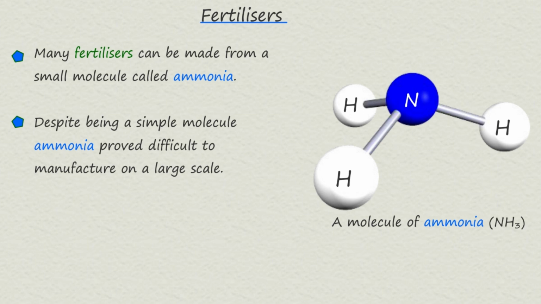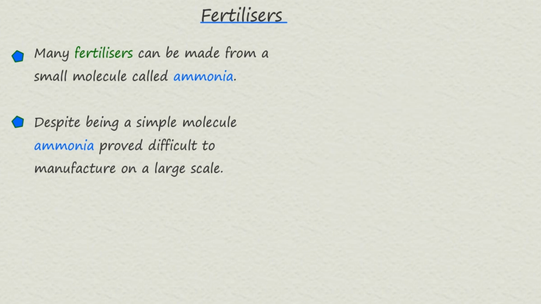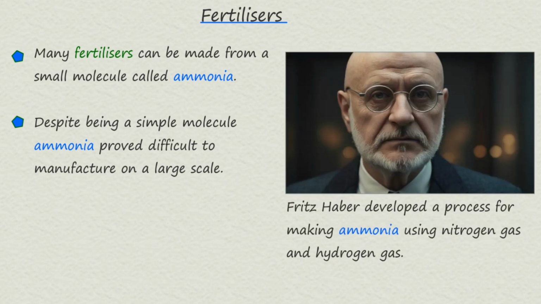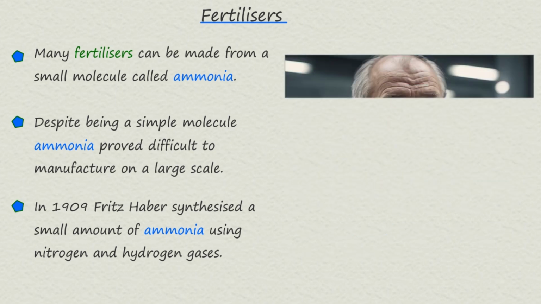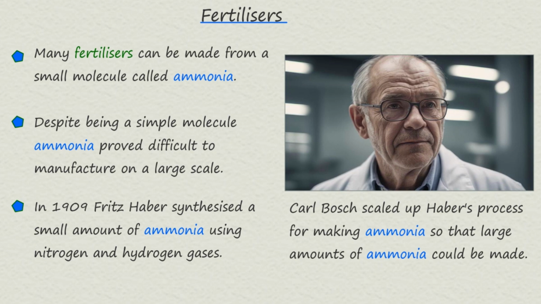Now, in this video, we will study the process developed by the German chemist Fritz Haber for making ammonia. Haber was a scientist who in 1909 managed to synthesize ammonia using nitrogen gas from the air and hydrogen gas. While Haber developed the process to produce ammonia, it was another German chemist and engineer called Karl Bosch who managed to scale up the process to enable large amounts of ammonia to be produced.